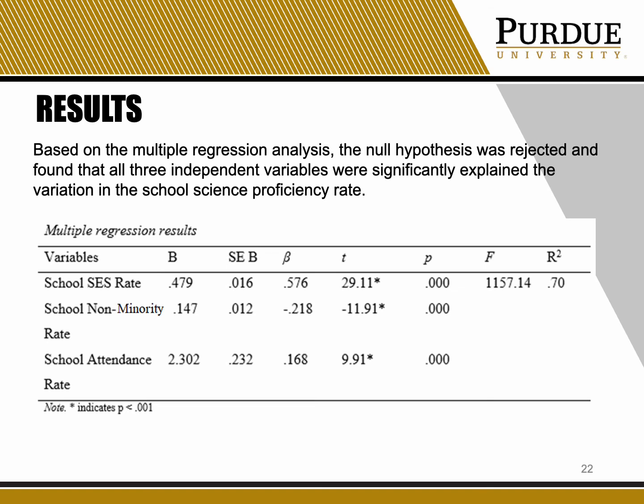Based on this result, we can say that a 1 standard deviation increase in school socioeconomic status results in a 0.58 standard deviation increase in schools' science proficiency rate. The second largest effect came from the school's non-minority student rate. One standard deviation increase in schools' non-minority student rate results in a 0.22 standard deviation decrease in schools' science proficiency rate. The most minor effect is from school attendance rate.